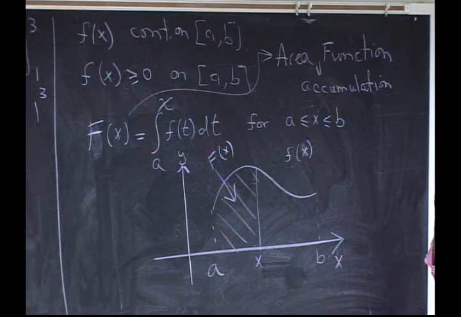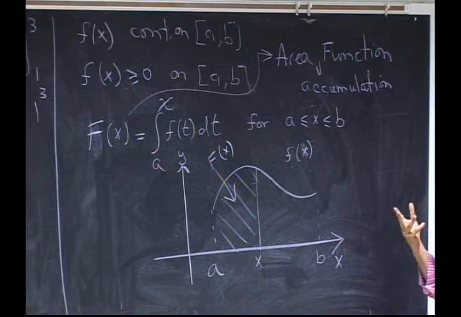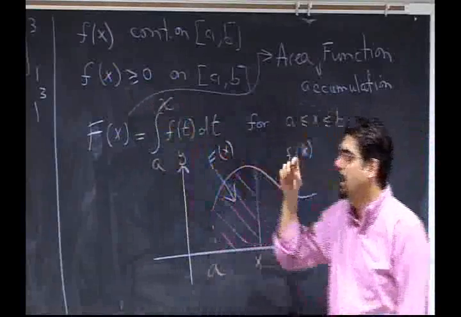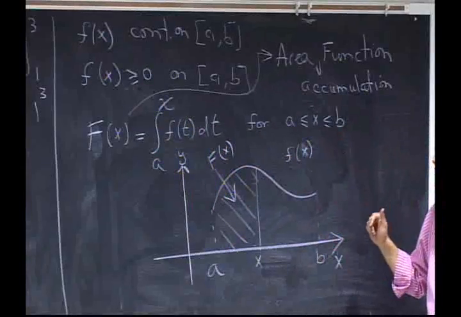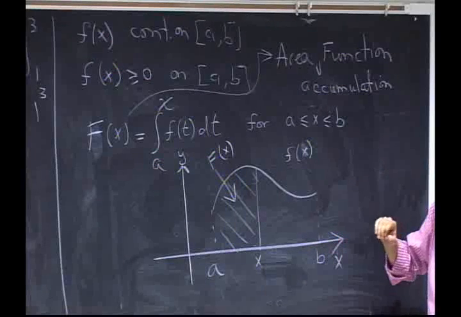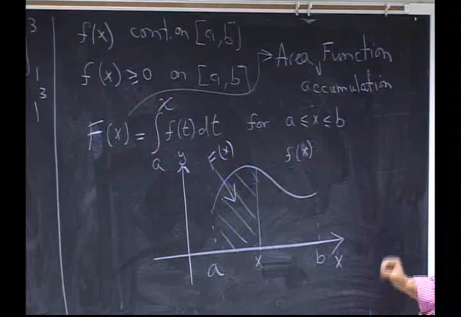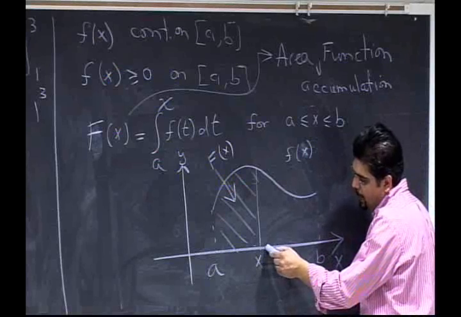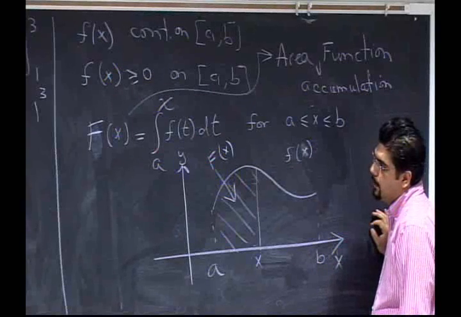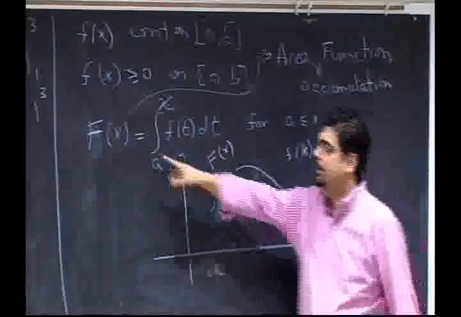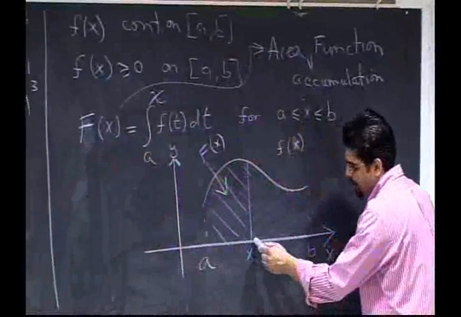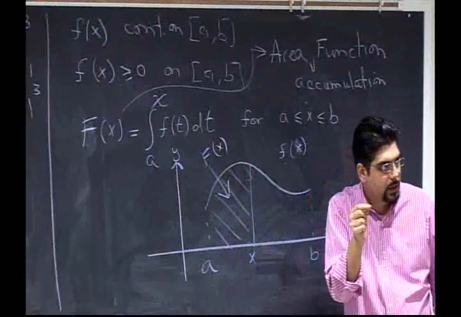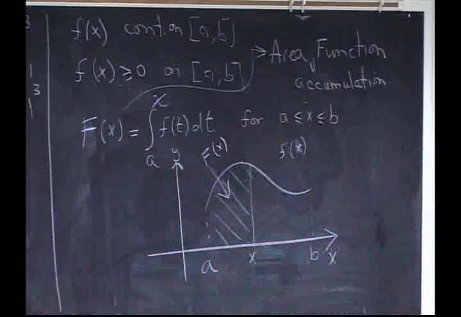Now, the argument I'm about to make works even if f doesn't satisfy this condition. So f can be positive or negative, but the picture looks nicer when f is only restricted to be positive. The mathematics works. What we're going to do is see, if I change x by a little bit, how much does capital F change? Of course, a little more area accumulates, but how much more area? And that's what I'd like to study now.